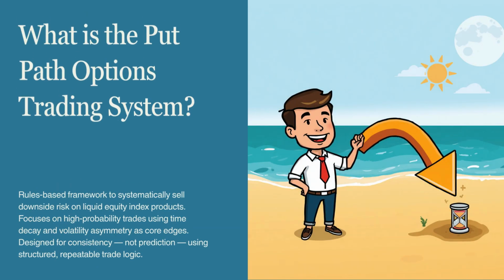So what exactly is the put path options trading system? We're going to get into the strategy. What we're looking to do is to sell these put credit spreads so that we have downside risk protection. We know our max loss. We have highly liquid index and commodity and other assets that we're trading. We're focused on high probability setups, 85% probability of profit. We allow time decay to work.